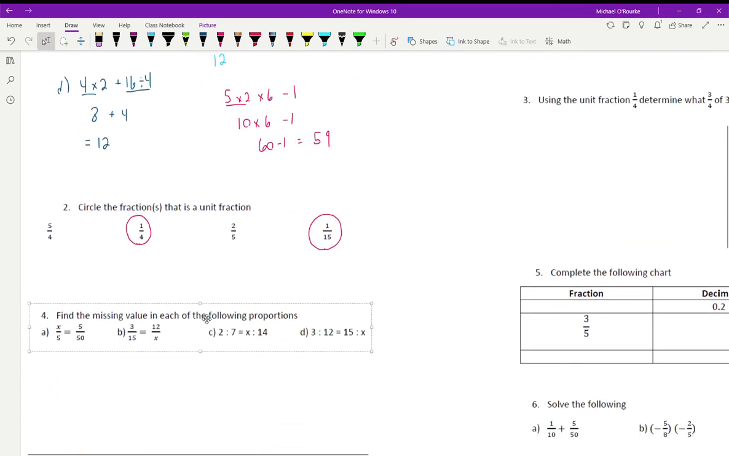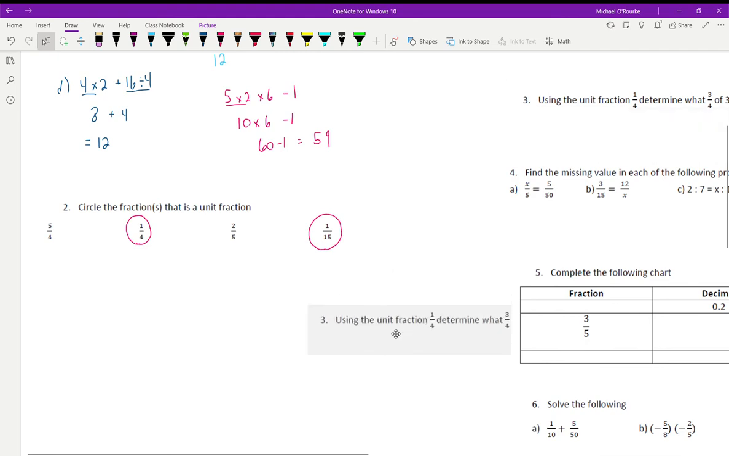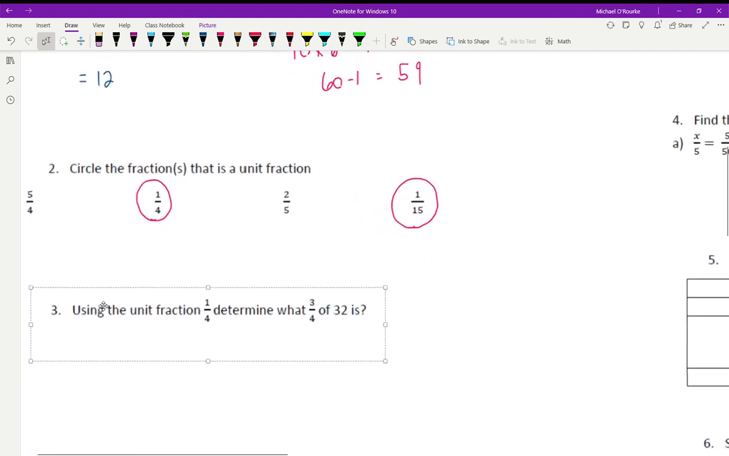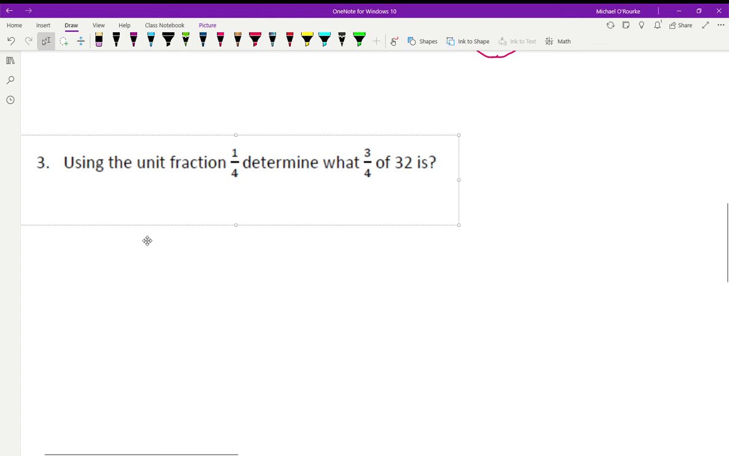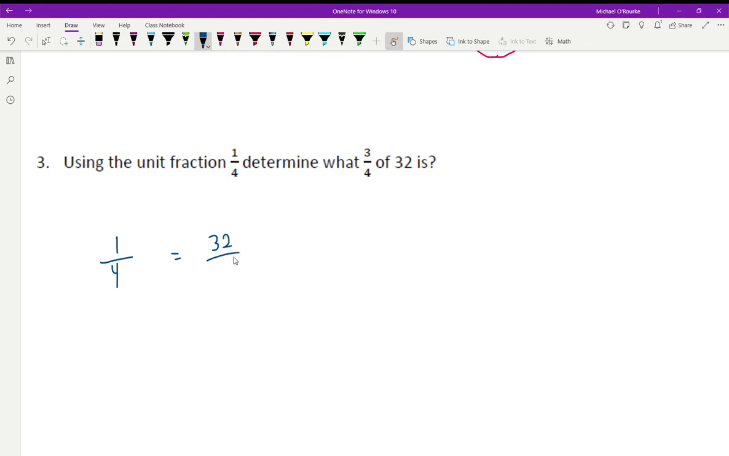Oops. Put that back. Pull this one down. So use the unit fraction 1 over 4 to determine what 3/4 of 32 is. Okay. So 1 over 4. All right. So that means we're going to take 32 divided by 4, and that's going to give us 1/4. That's going to be 8.